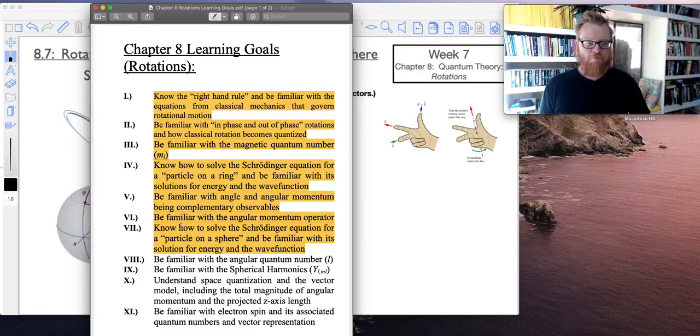So be familiar with the angular quantum number, okay? And then be familiar with the spherical harmonics. And so the last thing in the lecture, which will take quite a bit to go through, the last lecture, lecture number 15, I believe, we'll talk about the vector model, okay? I'll see you in the next video, folks.